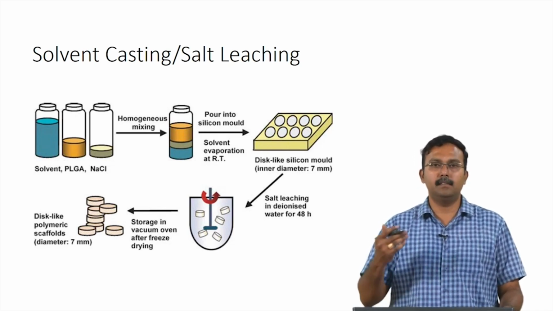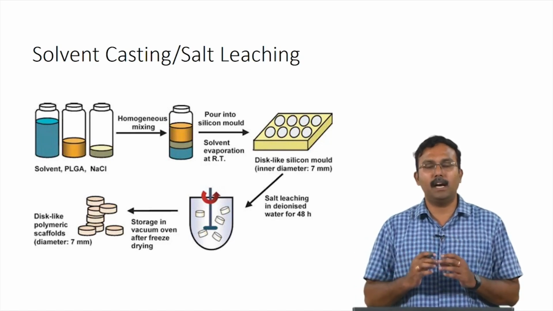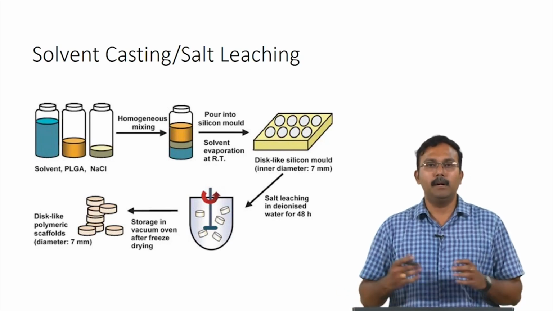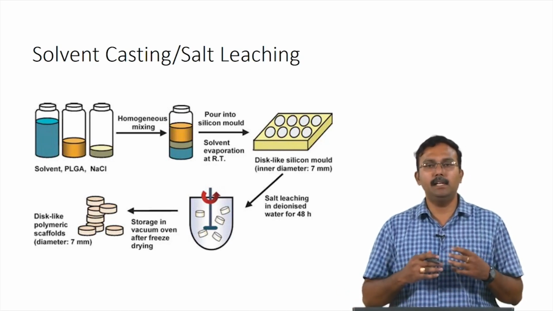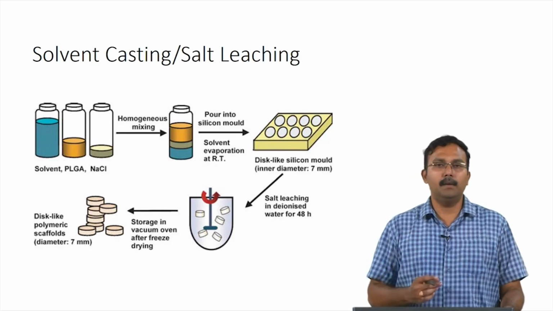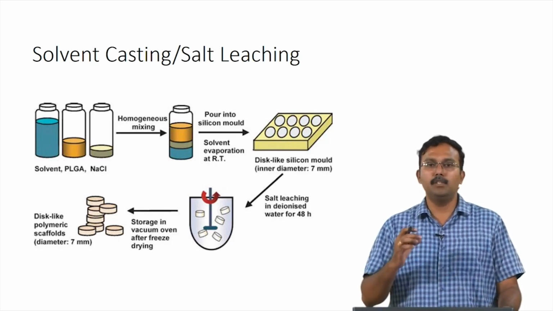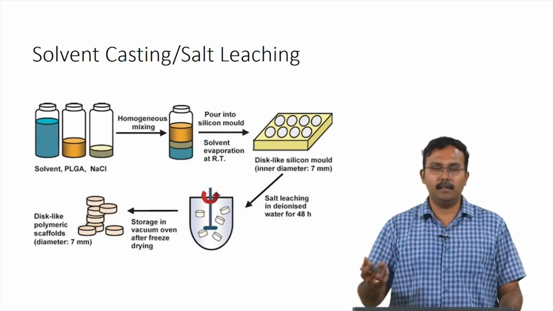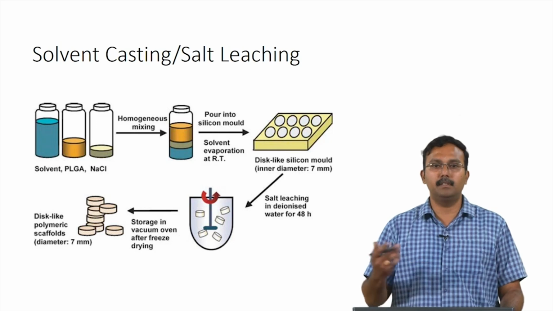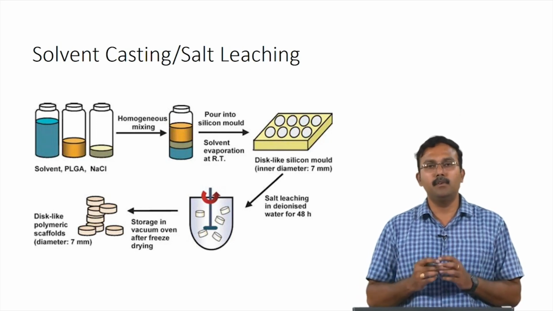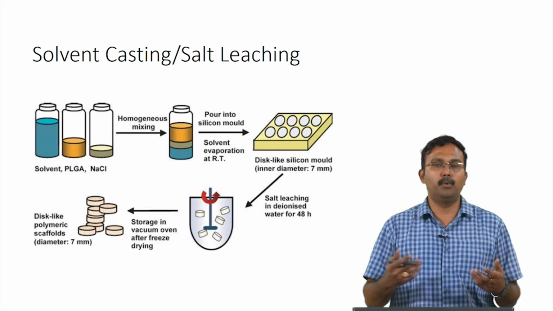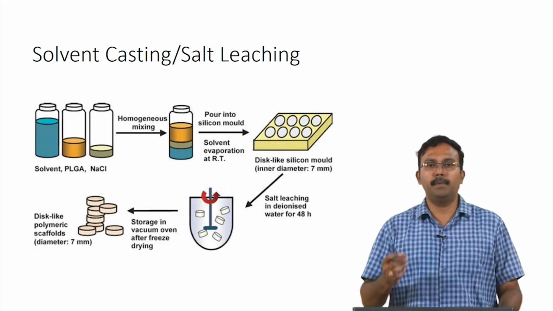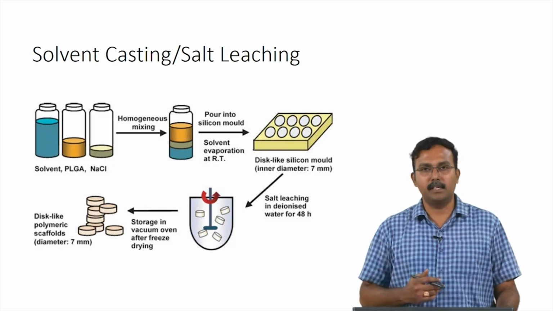So, you place the salt polymer scaffold into the DI water and mix it for 48 hours. By doing this, the salt will actually get dissolved out, and you will end up with a disc shaped scaffold which is only the polymer. So, now this can be kept in a vacuum oven after freeze drying to remove all the leftover water. Thereby, you now have a scaffold which is prepared through solvent casting and salt leaching.